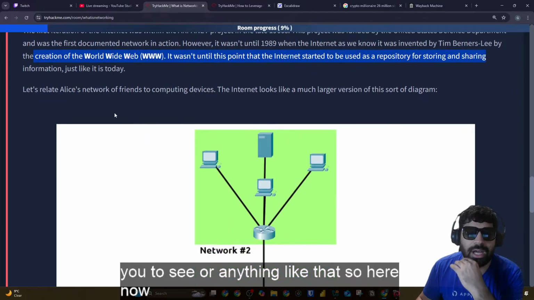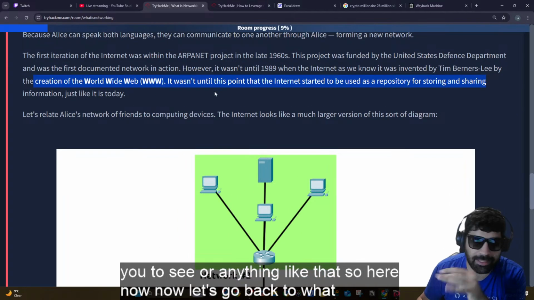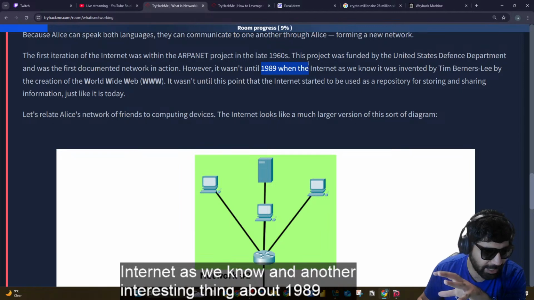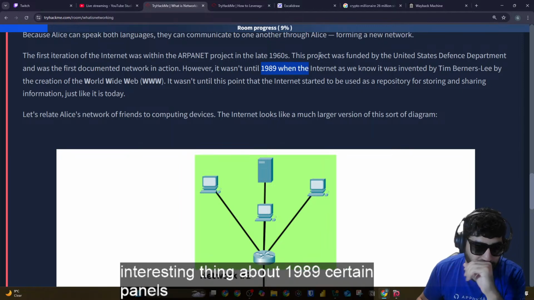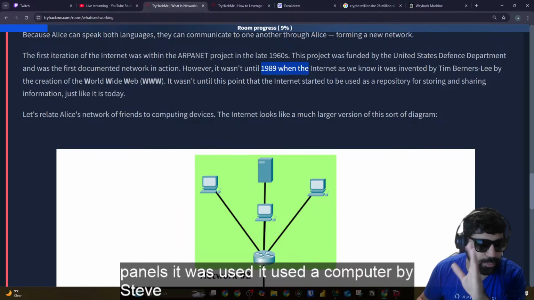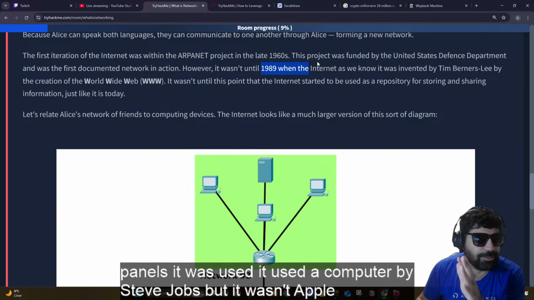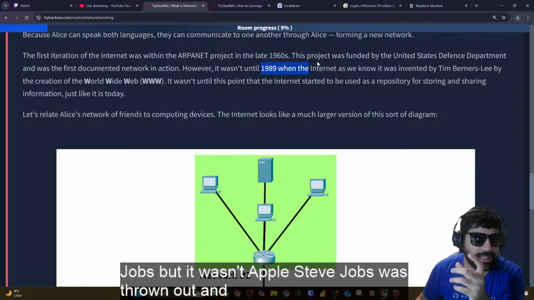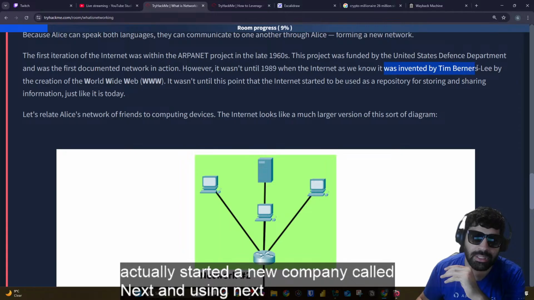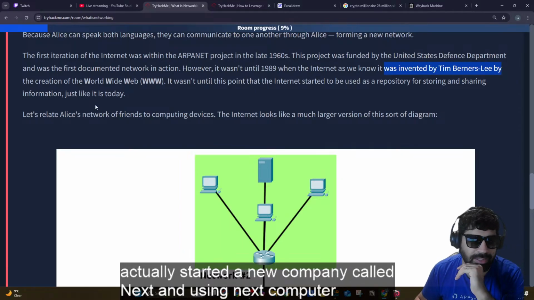Now let's go back to the internet as we know it. And another interesting thing about 1989: Sir Tim Berners-Lee used a computer by Steve Jobs, but it wasn't Apple. Steve Jobs was thrown out and he actually started a new company called NeXT, and using NeXT's computer, Sir Tim Berners-Lee invented the World Wide Web.